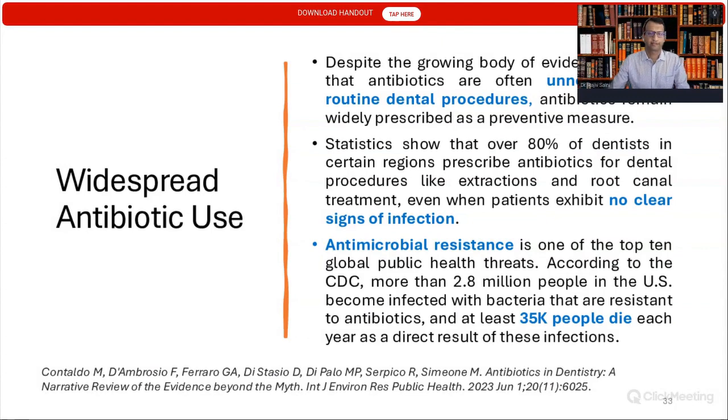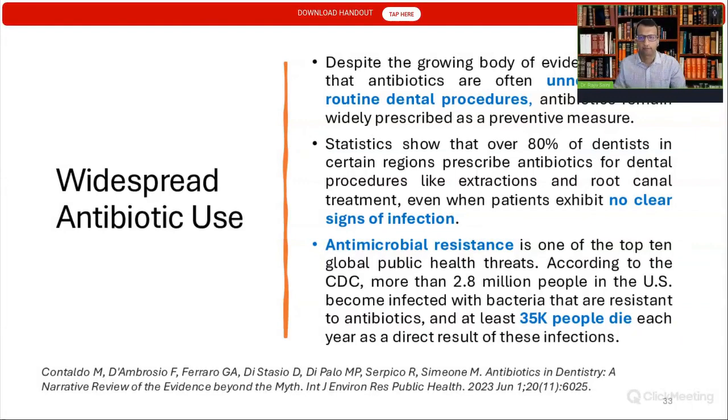Widespread use of antibiotics is there. Despite this strong evidence, it has been shown that antibiotics are unnecessarily prescribed in dental procedures. As per one study, 80% of the dentists in a particular region prescribed antibiotics to each and every patient coming to their dental clinics with no clear sign of infection.